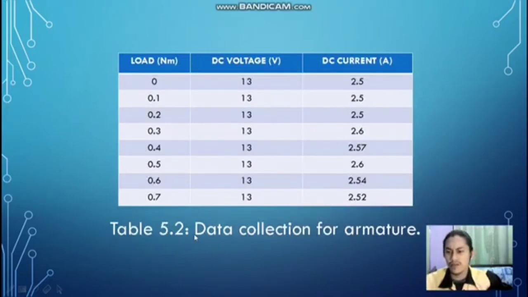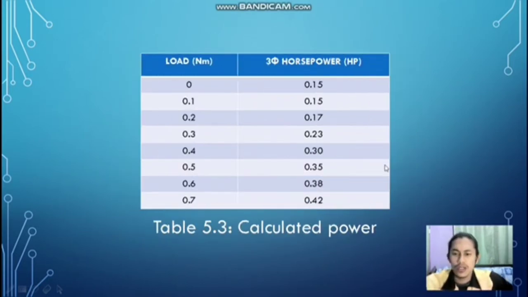Next, table 5.2 shows the data collection for the armature. There are two parameters that we observe in this activity, which are the DC voltage and the DC current. As we can see, the DC voltage does not change even when the load of the motor is increased. Next is the current. The current also remains the same between 2.5 until 2.6, even though the load of the motor increases.